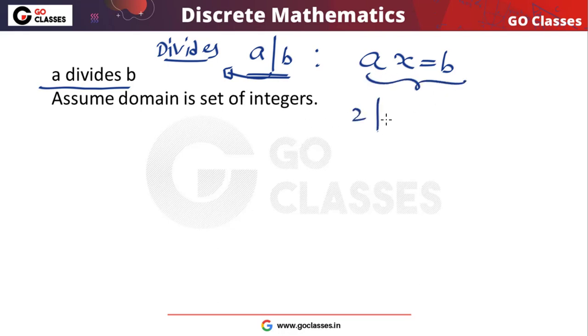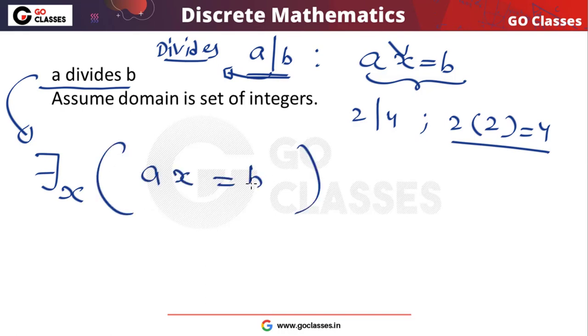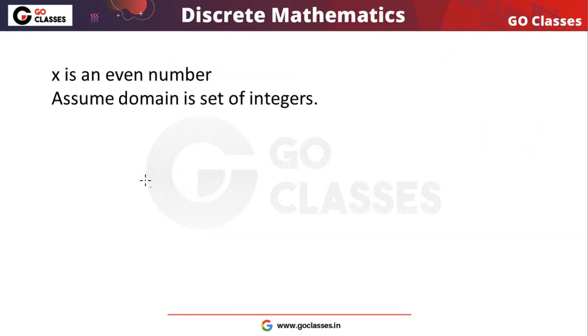For example, 2 divides 4. Why? Because there exists an integer such that 2 times 2 equals 4. So there exists x such that A x equals B. This is what we want to write. So A divides B converts to: there exists x such that A multiplied by x is equal to B. This is how you can write the statement A divides B. Let's see the next example.